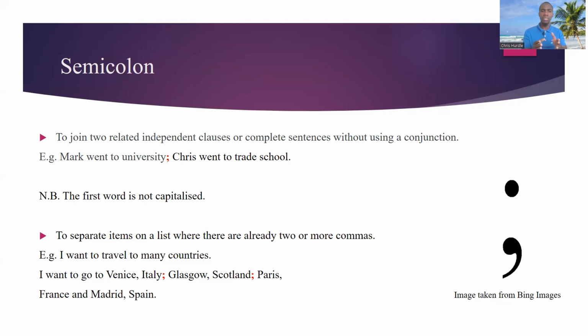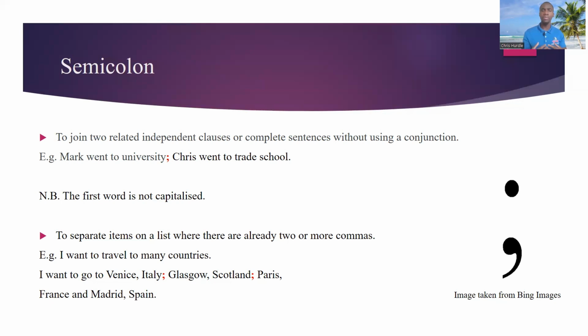So the semicolon being placed after Italy and Scotland allows us to know that Venice and Italy go together, that's one. Glasgow and Scotland, that's another. And Paris, France will be separate. Paris, France, and Madrid, Spain are already separated by a conjunction, so those are easy to read. But for the first two, we would need the semicolon so that we know which parts go together.